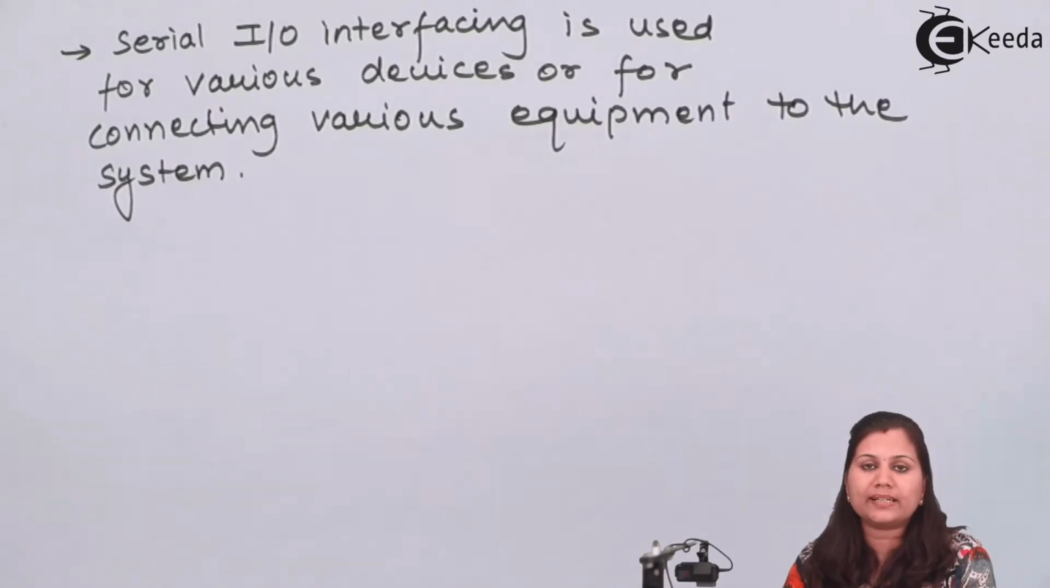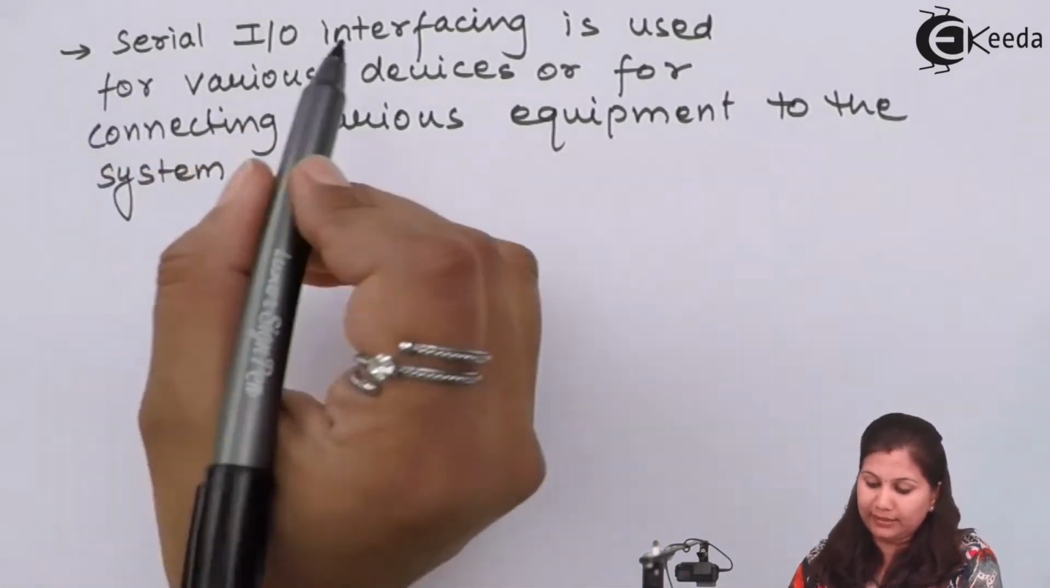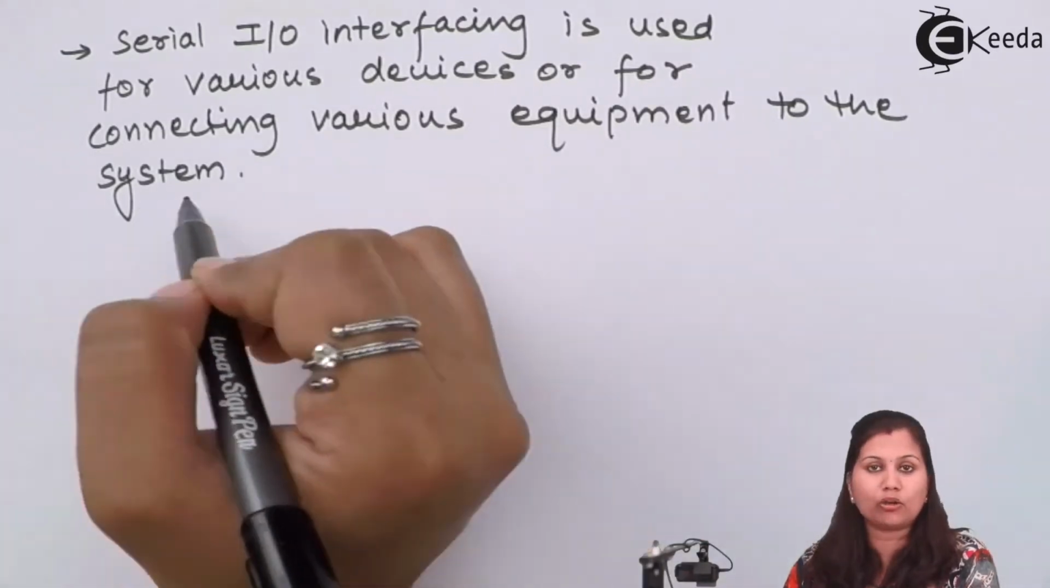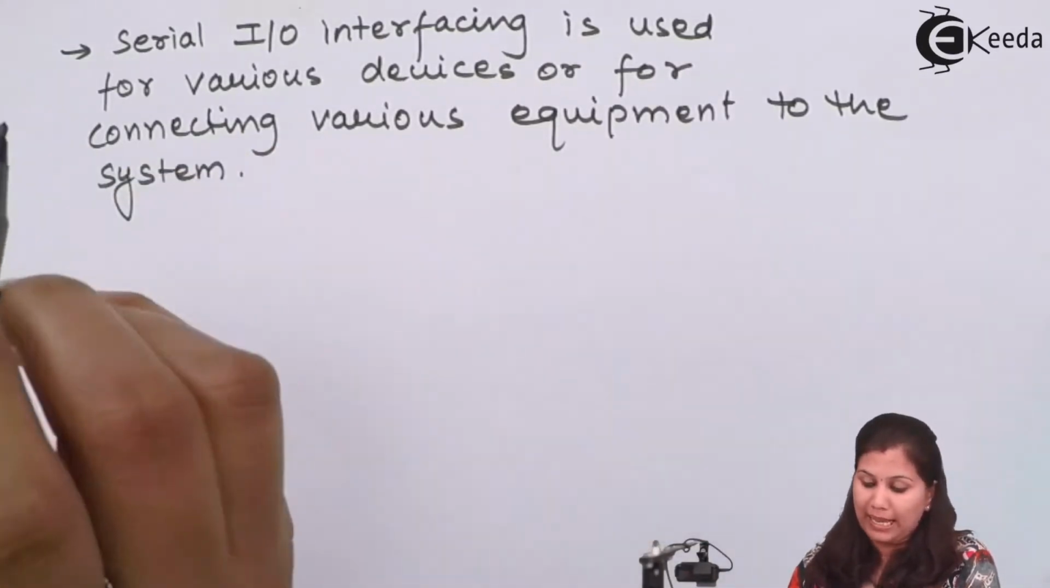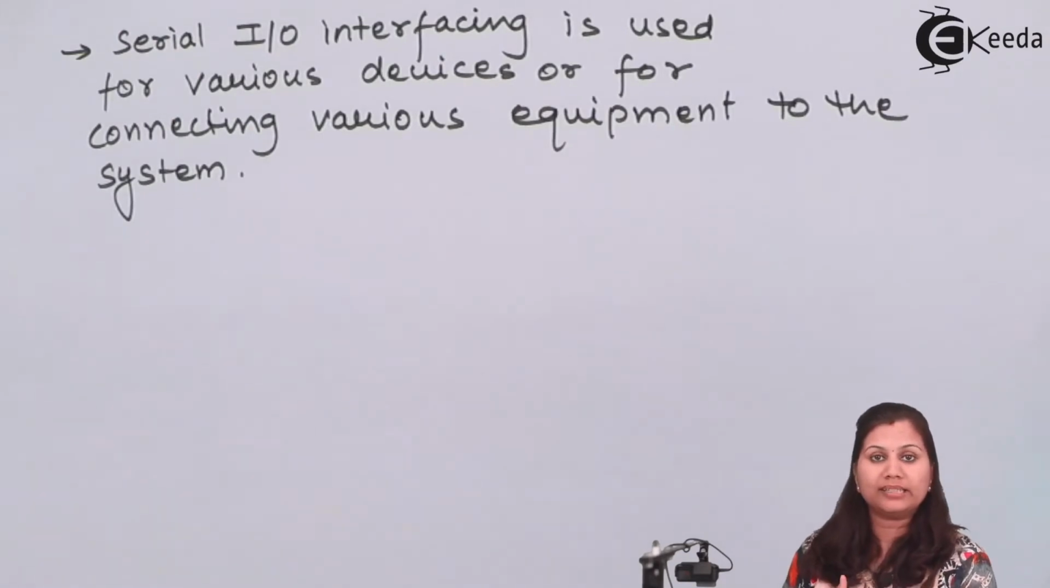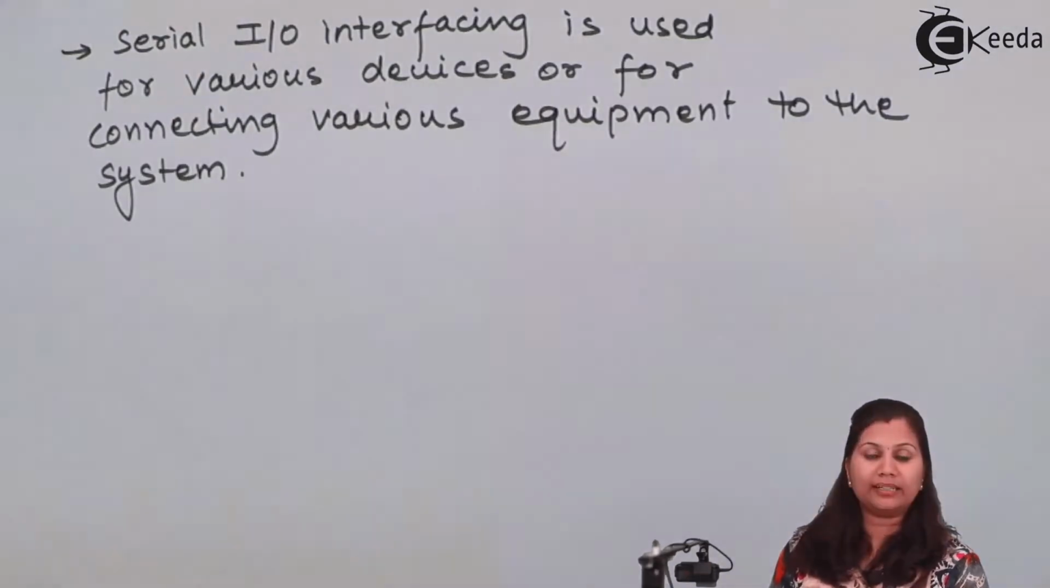As I have said, most commonly we use serial communication for data transmission. This serial interfacing is used for various devices and for connecting various equipment to the system. And in this serial communication, there are interfacing requirements. Now, why are these interfacing requirements needed?